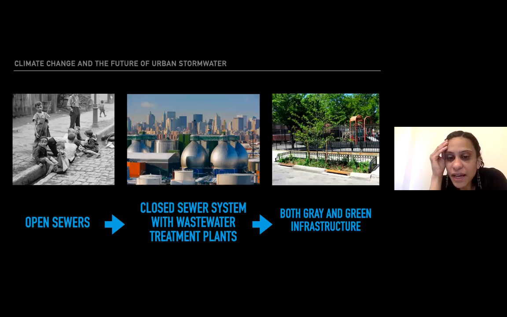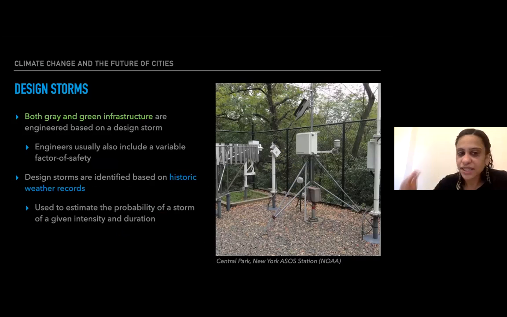And so when we think about the evolution of our cities, cities have evolved from having open gutters to having the closed sewer system with wastewater treatment plants that we're all familiar with. And increasingly we're using green and gray infrastructure in tandem to really optimize the performance of our sewer system. But as we think about the evolution of our cities, it's important to keep in mind that whether we're thinking about gray infrastructure or green infrastructure, all are engineered based on a design storm.